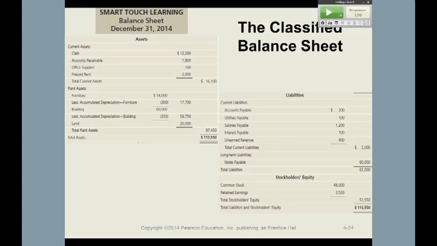So notice it's got current assets, listed as cash, receivables, office supplies, prepaid rent. The long-term assets include plant assets like the furniture and the building. It's the same balance sheet we had before. That was in a report form and was not classified. This is classified now. Liabilities are first current and long-term. Current liabilities are accounts payable, notes payable, etc.